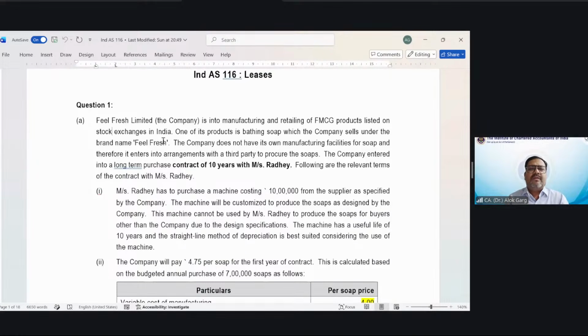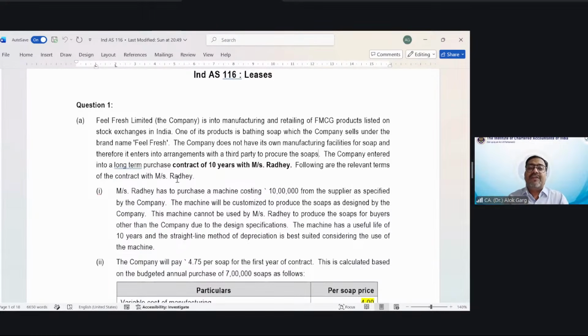Feel Fresh Limited, the company, is into manufacturing and retailing of FMCG products, listed on stock exchanges in India. One of its products is bathing soap, which the company sells under the brand name Feel Fresh. The company does not have its own manufacturing facilities for soap, and therefore it enters into an arrangement with a third party to procure the soaps.